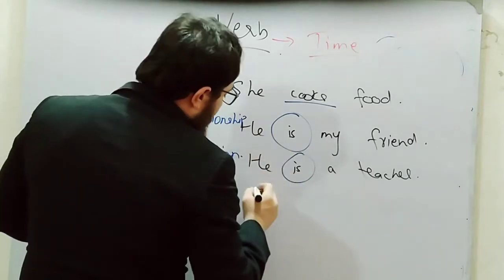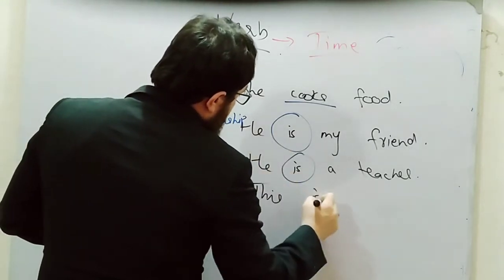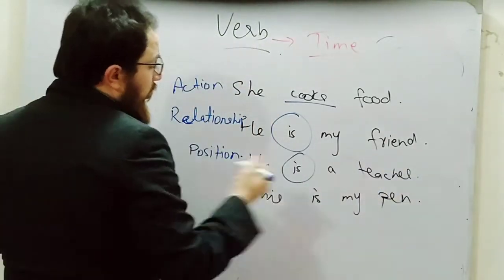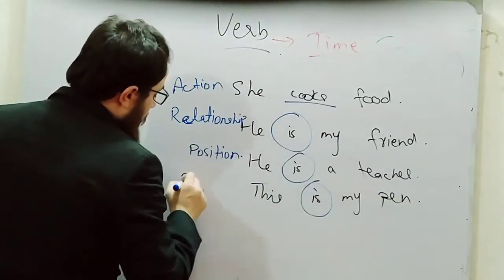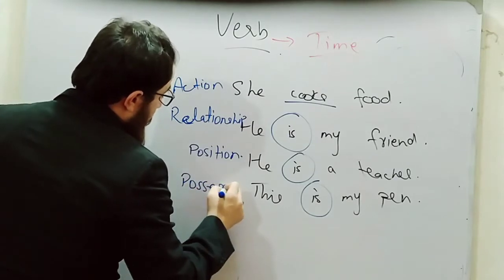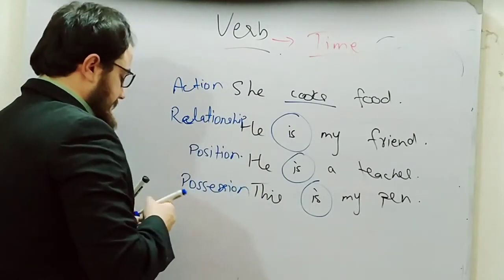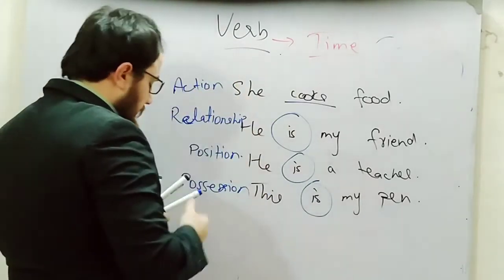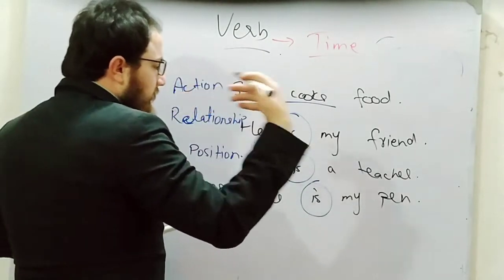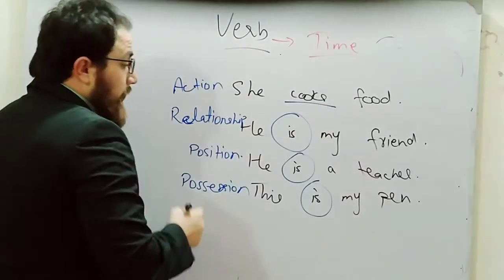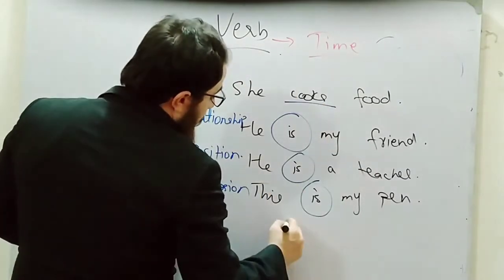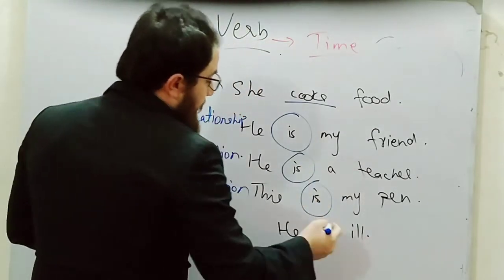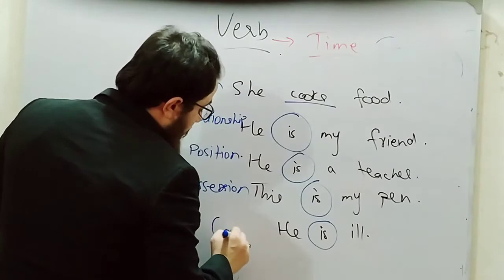When we come to one more example, this is my pen. What does it show? Here the verb shows possession. Ownership. Definitely they both are different in law, but here we can take them as one, means we can take them in the same sense. Okay, possession. If I say he is ill, what is the verb here? Is. What does it show? Condition.